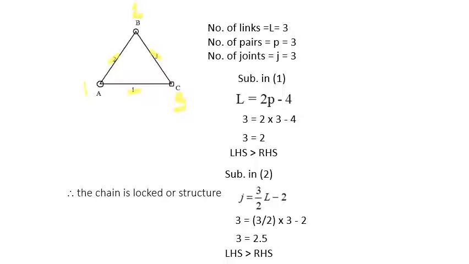So here there is no relative motion between links 1 and 2. They are fixed. There is no motion between 1 and 2. 2 and 3 is fixed, there is no relative motion. 3 and 1 is fixed, there is no relative motion. So we can easily prove by using these two equations whether the chain is a structure or not.